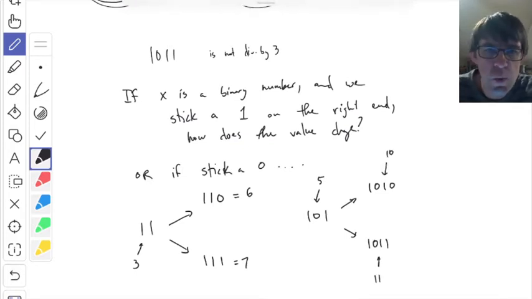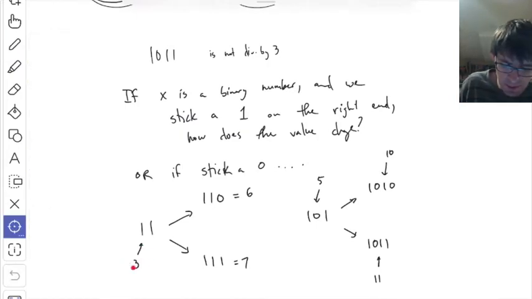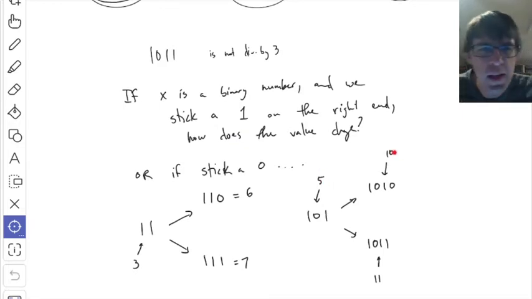Can you say in general, what happens to the value of the number if I add a 0 on the end? That one is a little easier to think of. What happens to the value of a number if I add a 0 on the end? Doubles. It doubles. Yeah, it's certainly true in this example, right? Here it was a 3. I stuck a 0 on the end, I get a 6. Here it was a 5. I stick a 0 on the end, I get a 10. Can anybody say why that should be true? It is true. This sticking a 0 on the end has the effect of doubling the number.